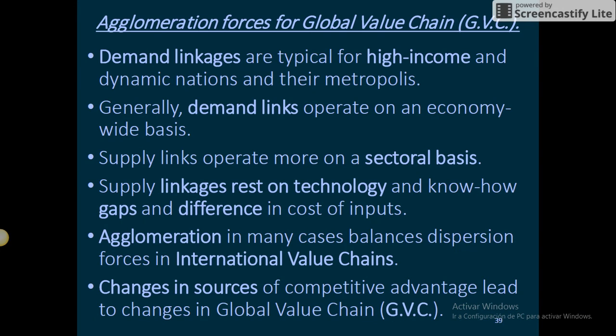Agglomeration forces for global value chain, GVC. Demand linkages are typical for high-income and dynamic nations and their metropolises. Generally, demand links operate on an economy-wide basis. Supply links operate more on a sectoral basis. Supply linkages rest on technology and know-how gaps and different costs of inputs. Agglomeration in many cases balances dispersion forces in international value chains. Changes in sources of competitive advantage lead to changes in global value chain, GVC.